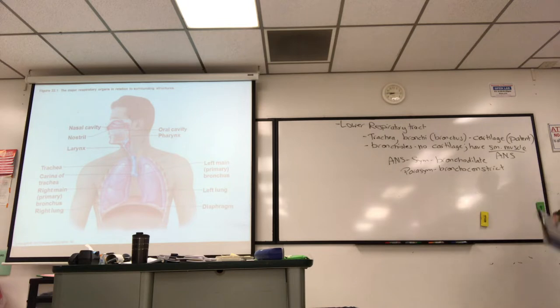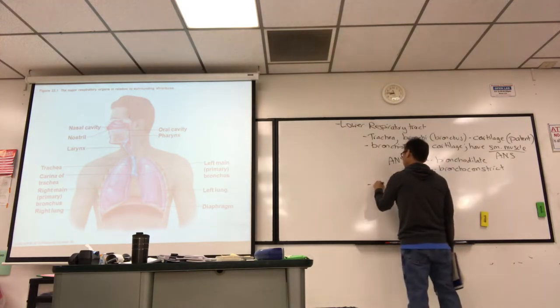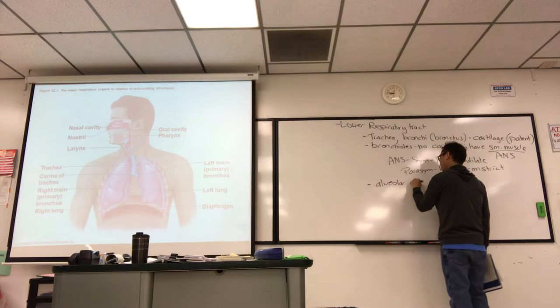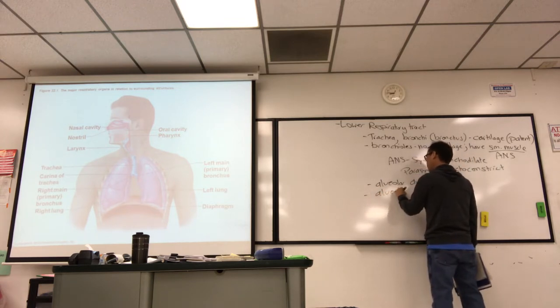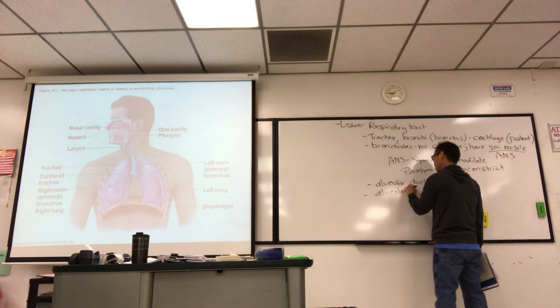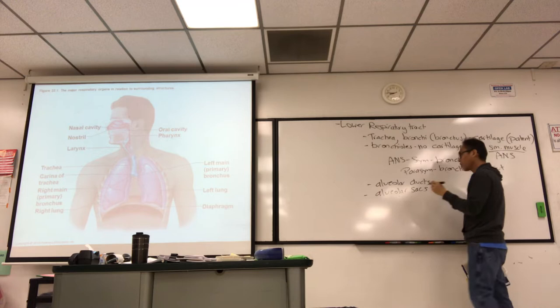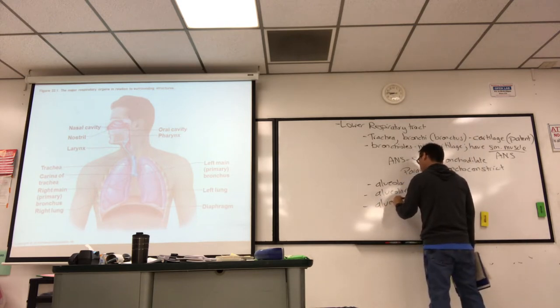So the bronchioles, the smallest airways, are like the alveolar ducts, alveolar spaces, okay? Sometimes they're called alveolar sacs. And an individual airspace you can just call an alveolus.